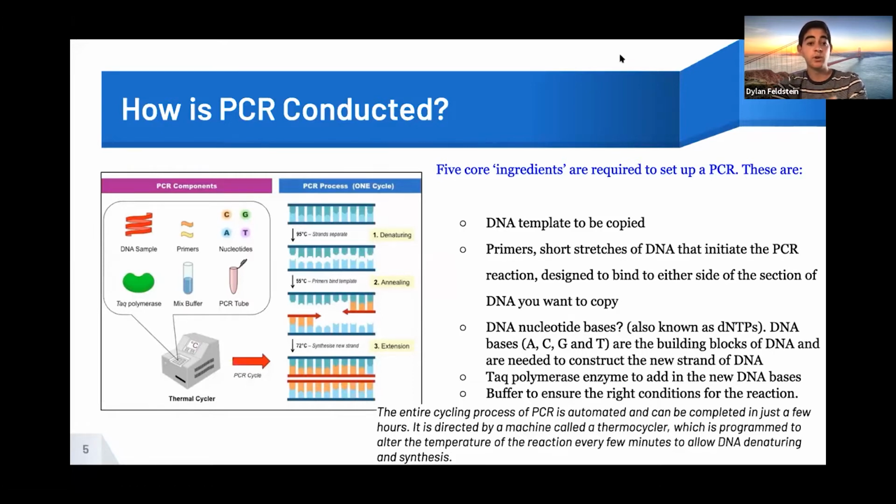And so you would put all these ingredients into a PCR tube, and this entire process is automated and can be completed in just a few hours in a machine known as a thermocycler. So as you can see in the photo, this thermocycler is programmed to alter the temperature of the reaction every few minutes, allowing the DNA to denature and then synthesize.